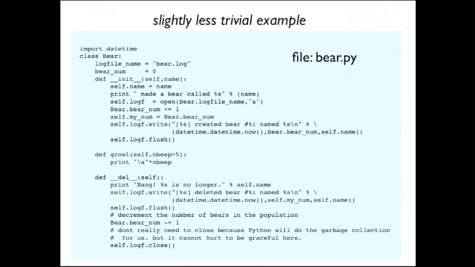And I have a method that I've written called growl, and I have a method that I've written called __del__. Growl is something that I've created. I've just decided, remember, if you print out \a, that you'll get the sound from the terminal. So what does the del do? It basically looks at the name, it prints that out, it opens up the log file again, it flushes it out, and it decrements the total number of bears in the population.